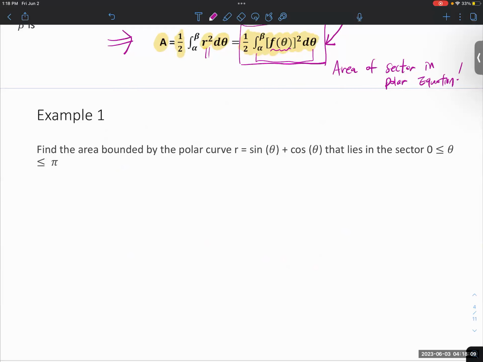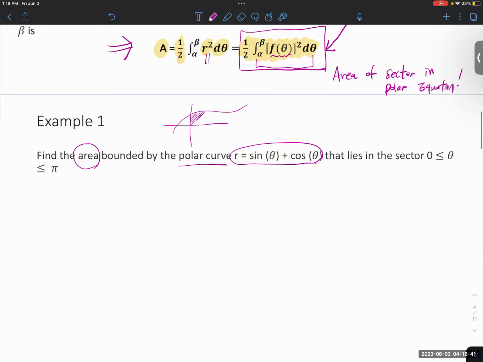So we're going to look at the question. Find the area bounded by the polar curve. So this is the polar equation. We don't know what it looks like, but they say it's going to be curved. And then they want to find the area between 0 to pi. So they want to find this area. We don't know exactly what the shape looks like. That doesn't matter, because we know how to find the area by using this formula.